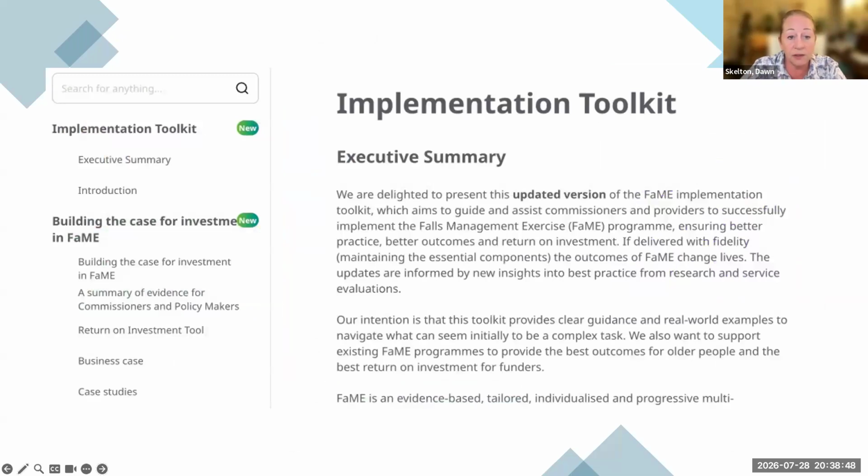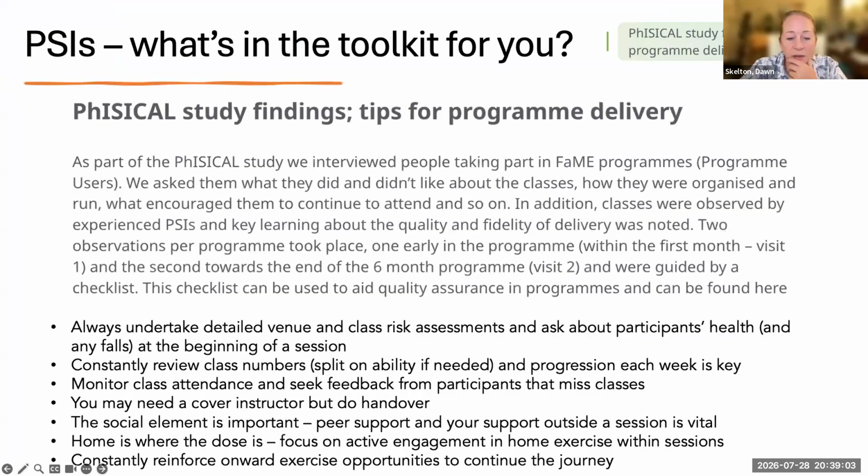It starts off with an executive summary and lots of information about building the case, which if you are already a PSI, you already know it works. And so the key thing you will need is things that are going to support you in doing the right things for your participants. So there are some top tips of program delivery, which are in the original toolkit, but haven't changed. Exactly the same information came out within Flexi.